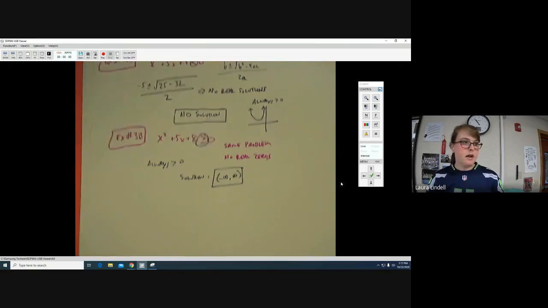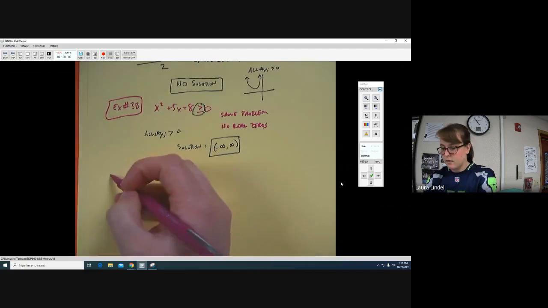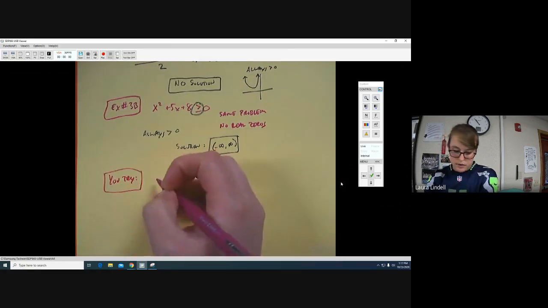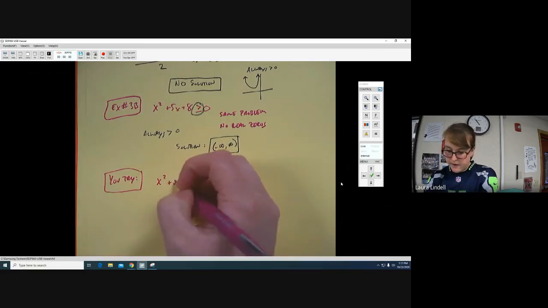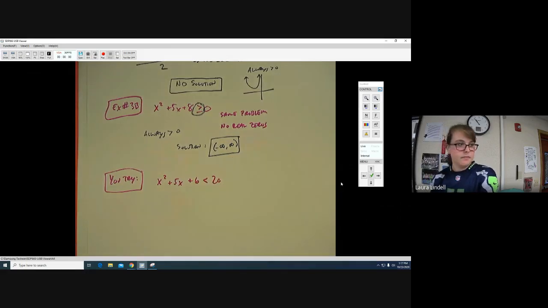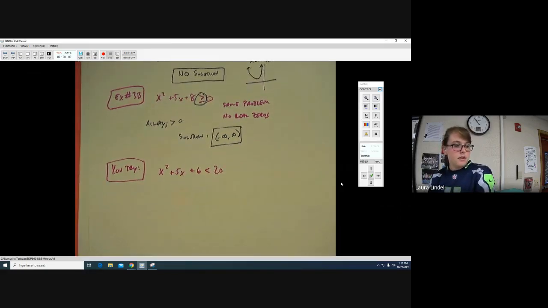All right, I'm gonna have you guys try one. We're gonna do x squared plus 5x plus 6 is less than 20. So take a couple minutes, try solving this one. I want to see the solution as a graph and as interval notation. So take a couple minutes and work on this. When you think you've got it, type done in the chat.